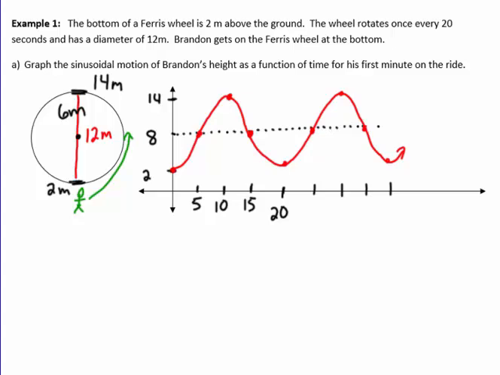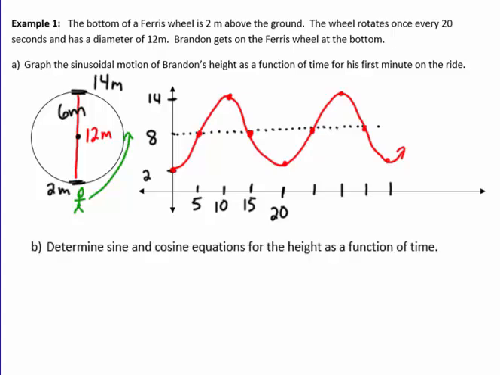And from this graph, we can determine a lot of information, and we can also create an equation. So that's what we're going to do for part B. Determine the sine and cosine equations for the height as a function of time. So the height is this height up here in meters, and our time down here is in seconds. And we're going to try and create an equation in terms of sines and cosines that'll give us the height as a function of time.